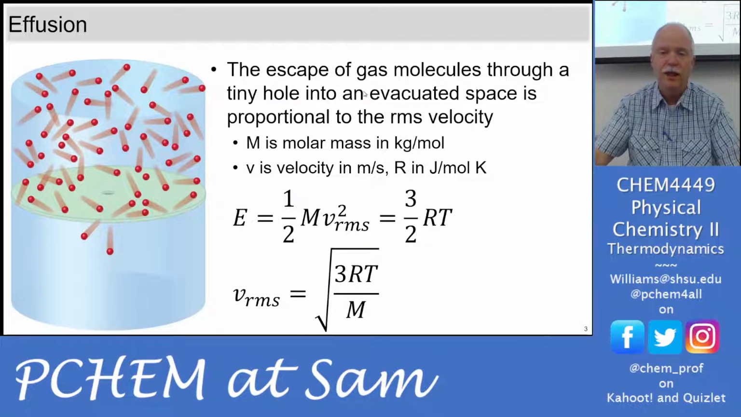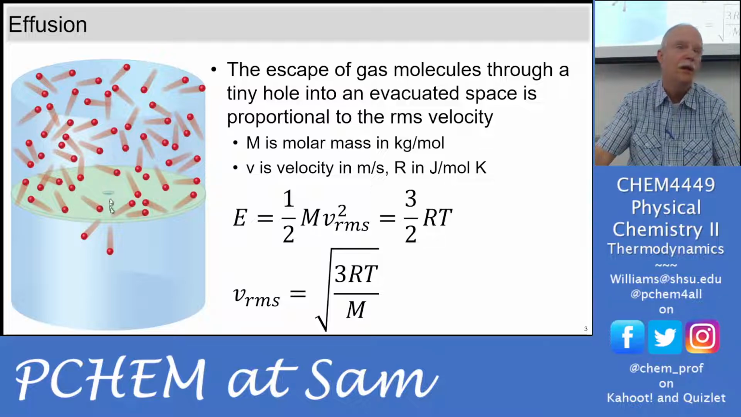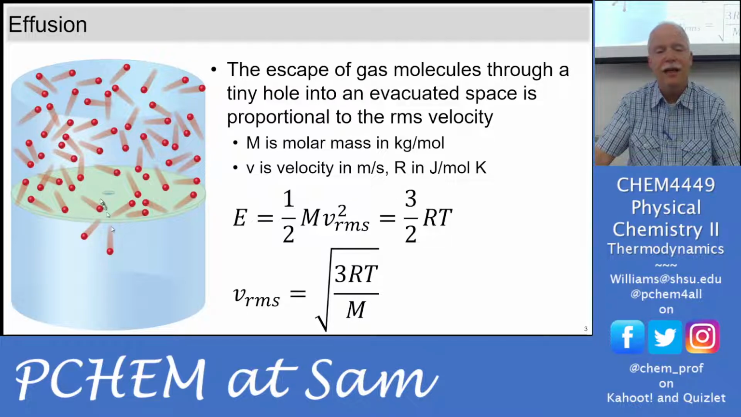There are different ways to do that, and one of the ways is to measure the effusion of a gas. This is a picture of effusion, where you have all of this gas trapped in one side of the container and a pinhole that lets it leak out. So gas leaks are effusion. If you have a particular leak, the effusion rate is going to be proportional to the root mean squared velocity, the RMS velocity.